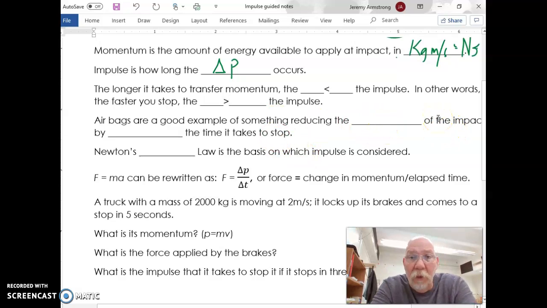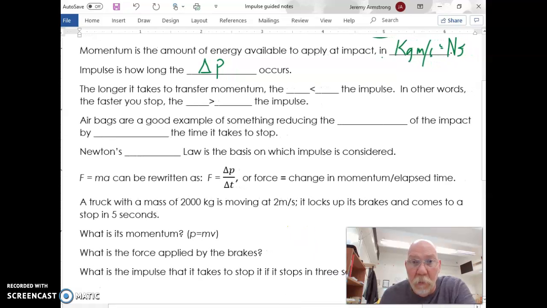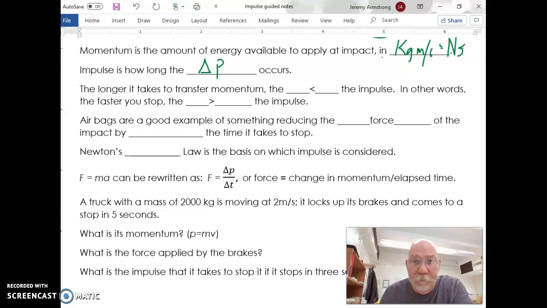Alrighty. Let's talk about stopping then. Airbags are a good example of something reducing the trauma of impact. Trauma being what part of the impact produces trauma. Force. And it does that by changing the time it takes to stop. Which will it be? Do you reduce the force by increasing the time, or by decreasing the time? Good. Increasing the time it takes to stop.